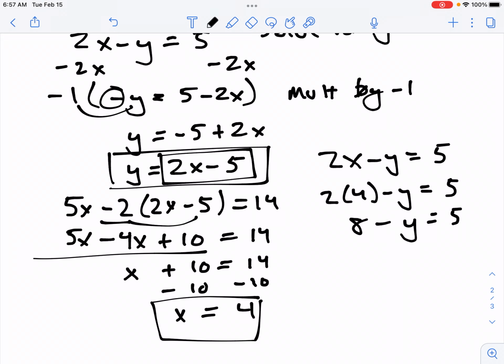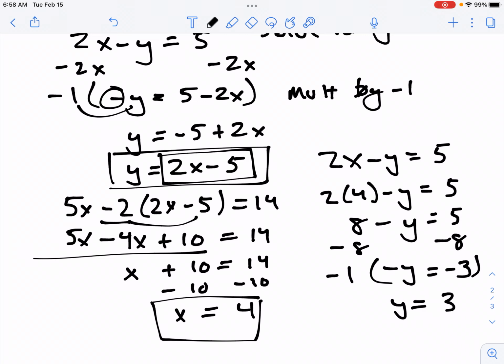Now, at this point, if you see the solution, go for it. You ask yourself, what number do I subtract from 8 that will give me 5? Hopefully you'll see that you get 3. Now, if you don't see that, and you're just kind of a robot when you solve things, that's cool. So let's subtract 8. You get negative y equals negative 3. And then multiply everything by negative 1, and then you get y is equal to 3.